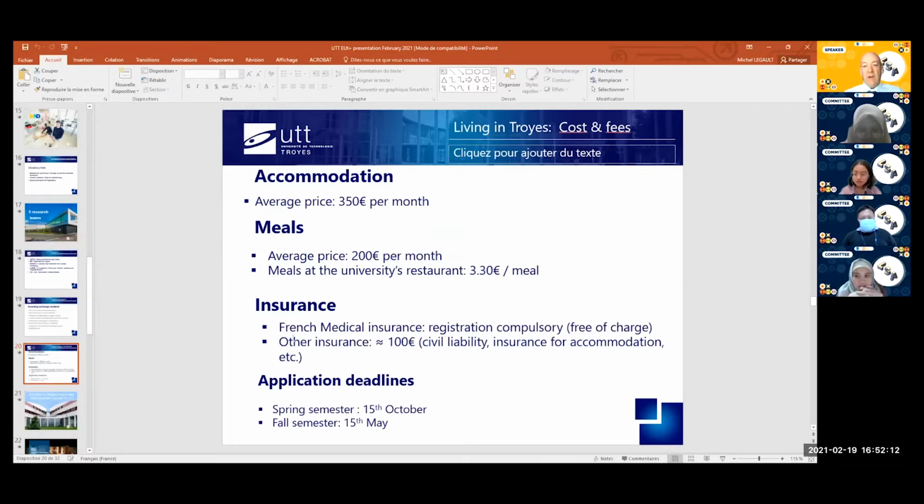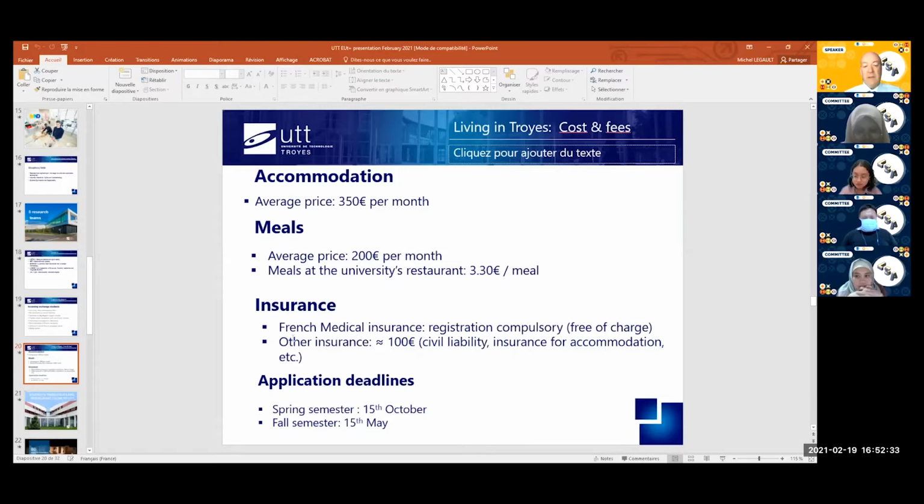Now, some information that would be of interest to visiting students. Accommodation, you have the average price per month there. The meals, the amount of money per month to buy your food. A meal, the average price at the university restaurant.